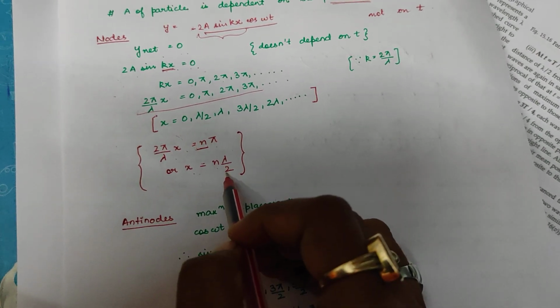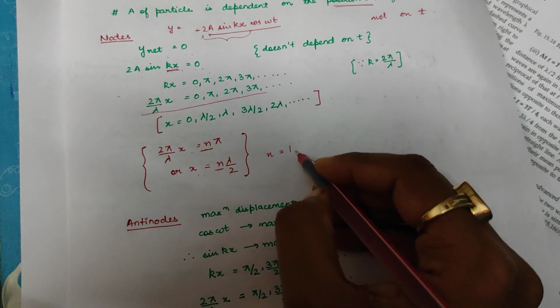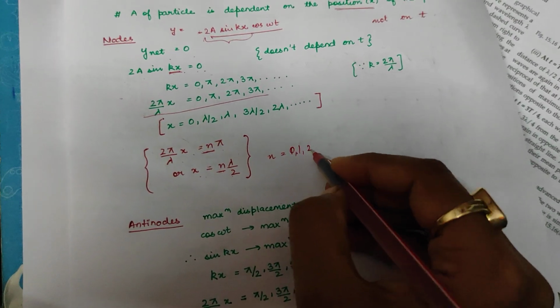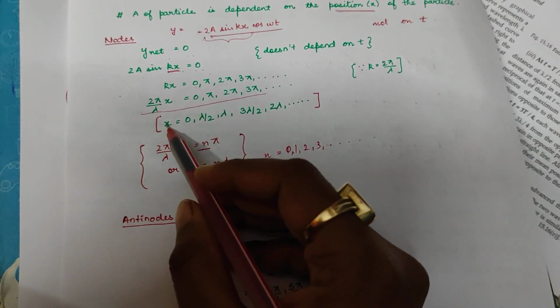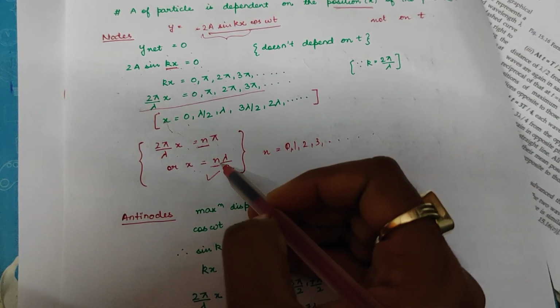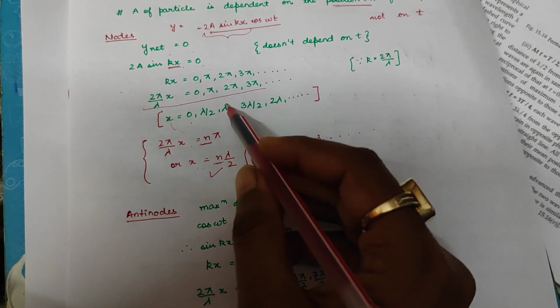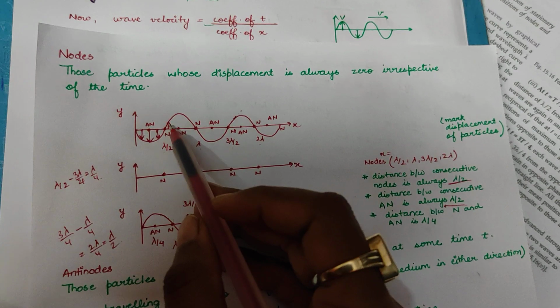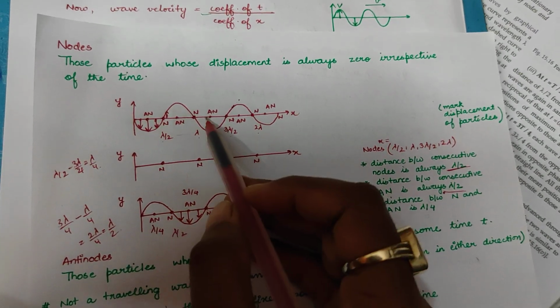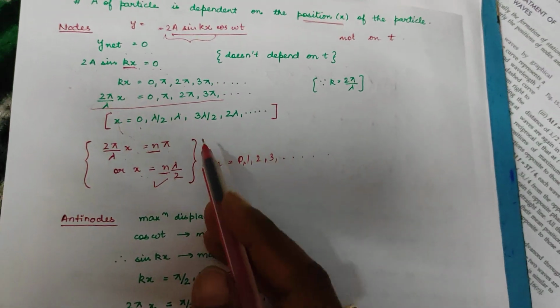So using this, if we put the respective values of n equal to 0, 1, 2, 3 and so on, we'll get the value of x. x is equal to 0 if you put n equal to 0; if n is 1, lambda by 2; if n is 2, the 2 gets cancelled, lambda, and so on. And if you remember the graph which we have drawn, we get nodes at lambda by 2, lambda, 3 lambda by 2, 2 lambda and so on, and that is what we are getting here.